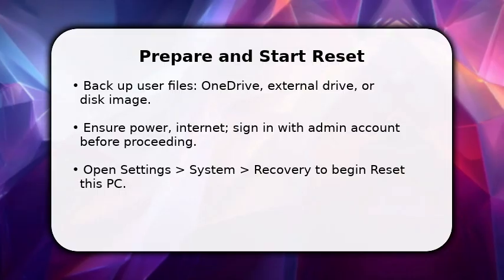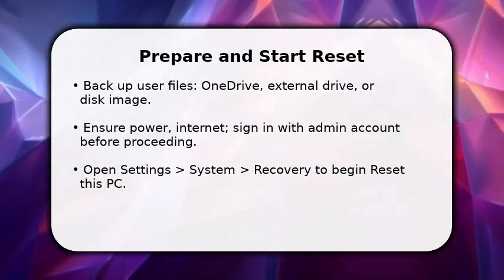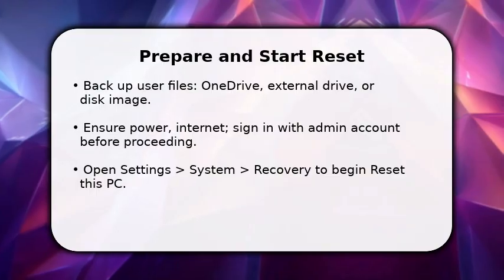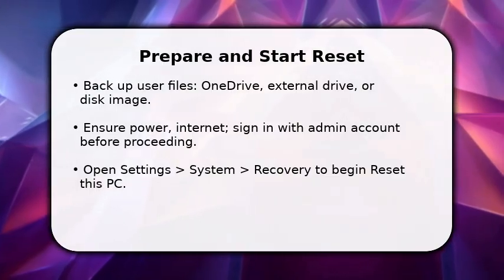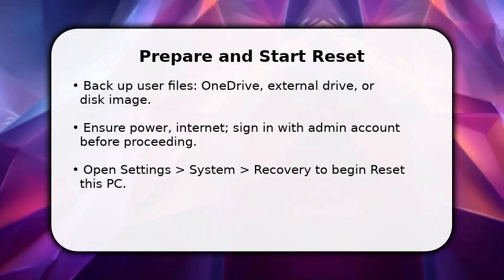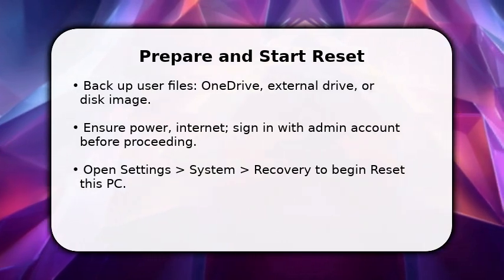Select Reset this PC and choose Remove Everything when prompted. This is the first action that triggers the full restoration process. It prepares Windows to reinstall and clear all customized system settings.